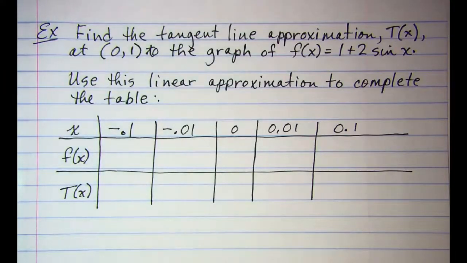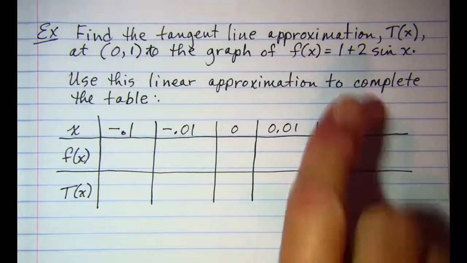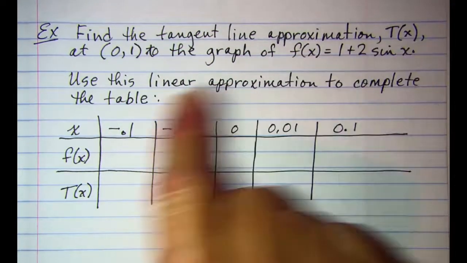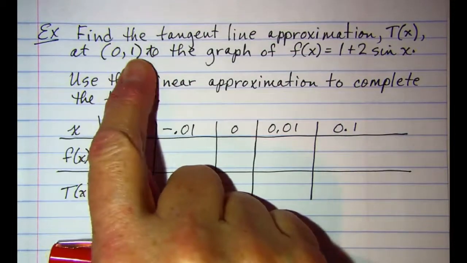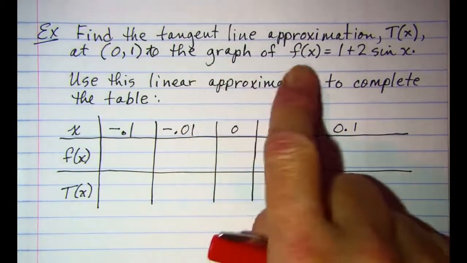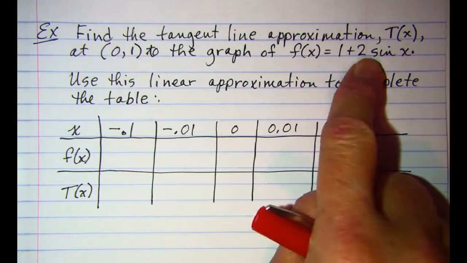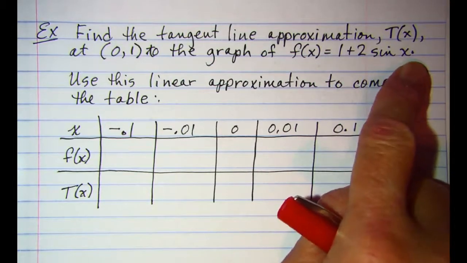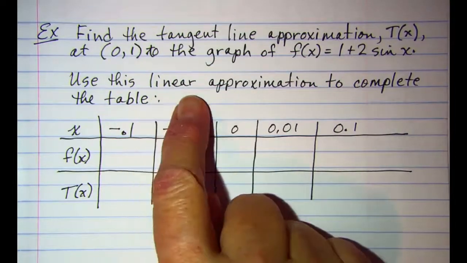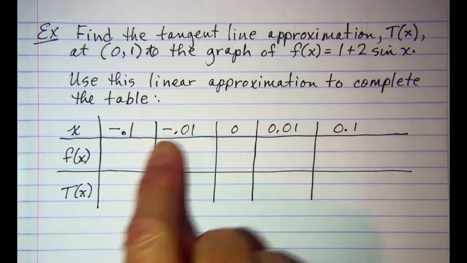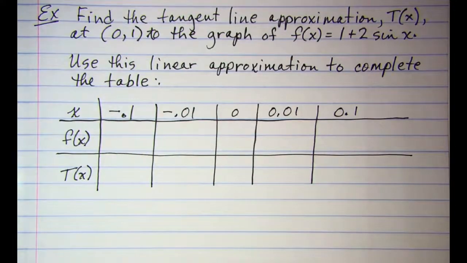So let's do a linear approximation example. Our problem is find the tangent line approximation, we'll call it t of x, at the point (0, 1) to the graph of the function f of x equals 1 plus 2 sine x. And then use this linear approximation to complete this table. So first let's find our tangent line.